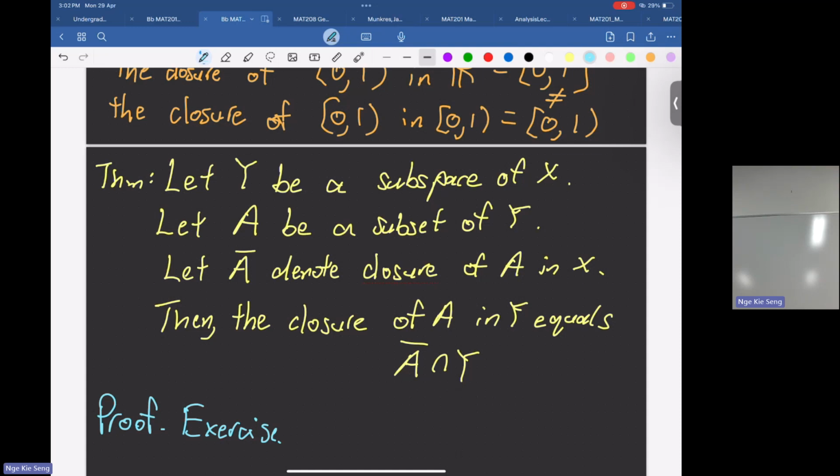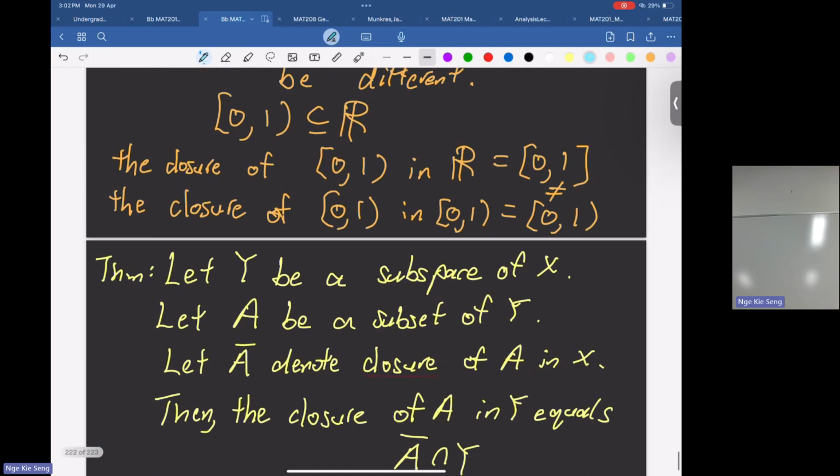So, for example, the example I gave just now. I have that half open interval as a subset of R. I want to find the closure of that half open interval in itself. So first, you need to go and find the closure in the larger space, which is [0, 1]. And then you go and intersect with the subspace. So you reduce to the half open interval again. Does it make sense?